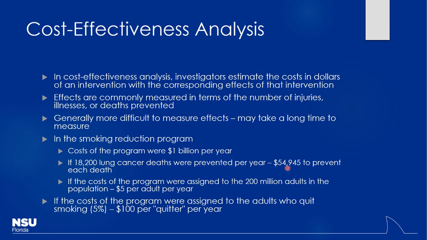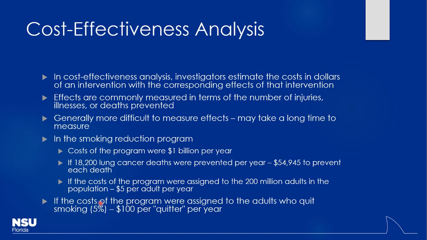$55,000 per death prevented. That still sounds pretty expensive, right? Yes, $55,000 is still a lot of money to most people. However, if you were to extrapolate that out to the entire U.S. population, which at the time was around 200 million, it'd be about $5 per adult per year. So say maybe tack that on their taxes or something, right? That sounds a little bit more swallowable, perhaps. Depends on who you talk to.